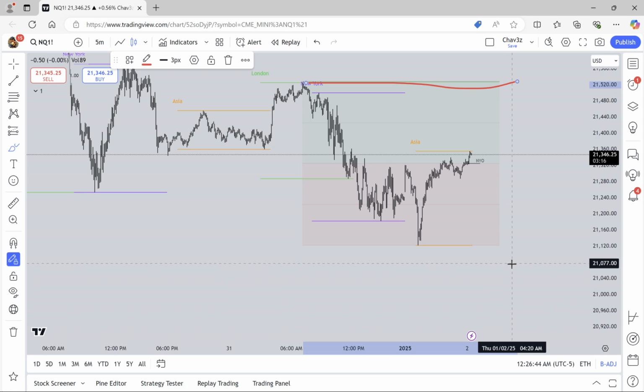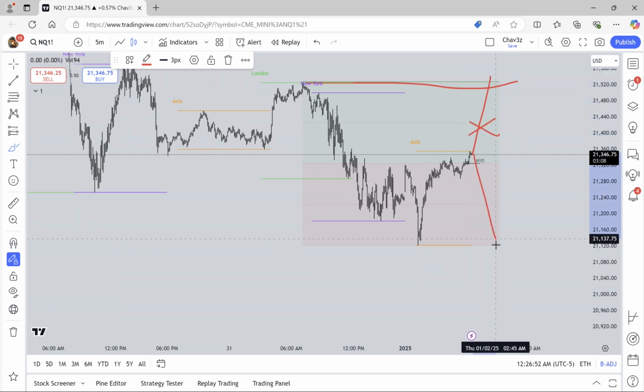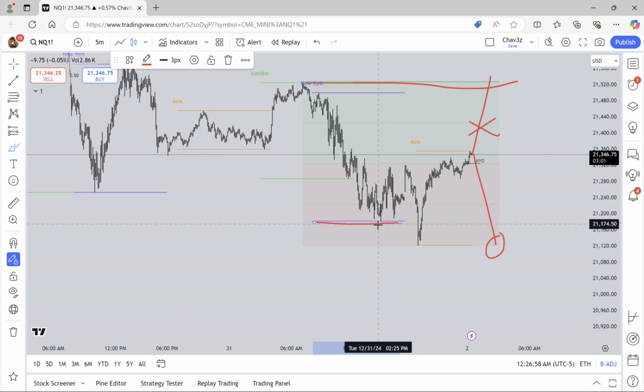What's going to invalidate that? How are we going to get to high of day? How are we going to reject high of day and come back down to low of day? Remember, our draw on liquidity is always low of day, high of day. We've already realized low of previous day.